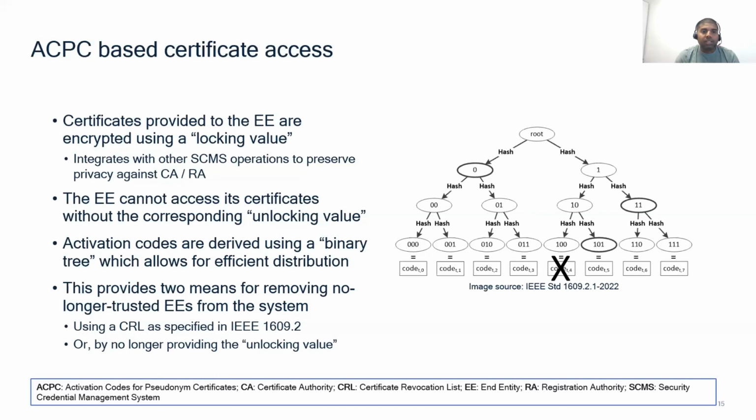So with this ACPC-based mechanism, we have two ways of removing untrusted identities from the system: using a CRL as specified in the 1609.2 standard, or by no longer publishing these unlocking values. So the certificates will remain encrypted on the end entity.